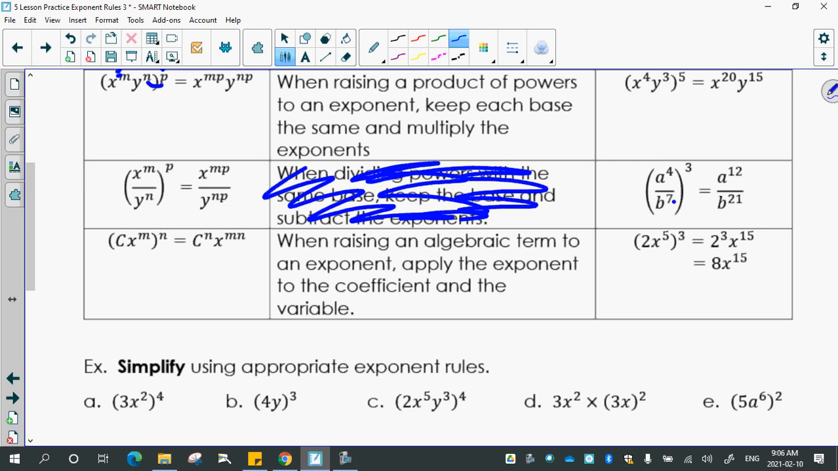And then this is our new one that we were spending the most time on the whiteboards today. So C is a coefficient. And remember, the coefficient is a number.